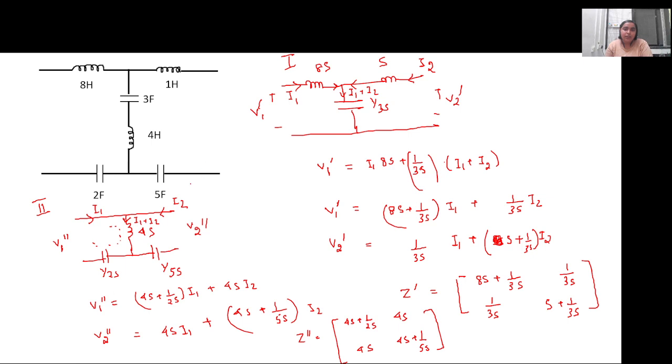Since we are saying that these two networks are in series, the net Z will be equal to Z dash plus Z double dash. We have seen it earlier. So if I add these two matrices, what will I get? 8S plus 1 by 3S plus 4S plus 1 by 2S, which comes out to be 12S plus 1 by 3S plus 1 by 2S. Z22 is 4S plus 1 by 3S.